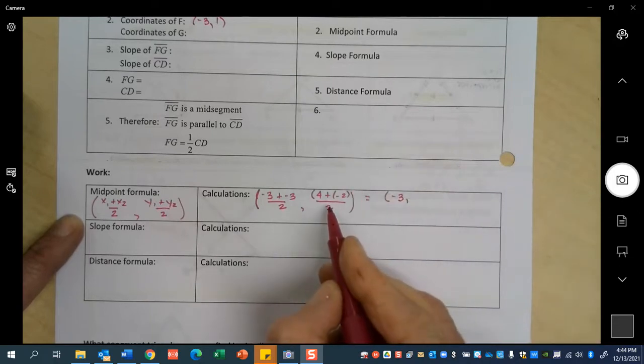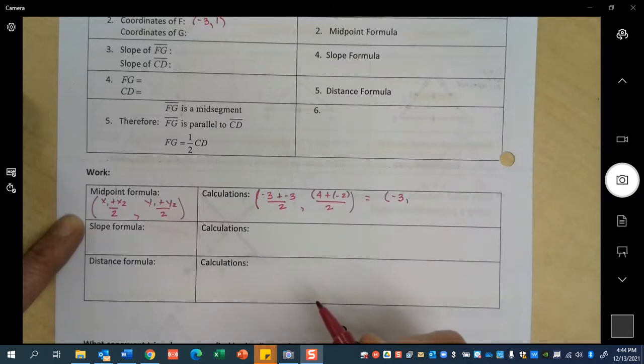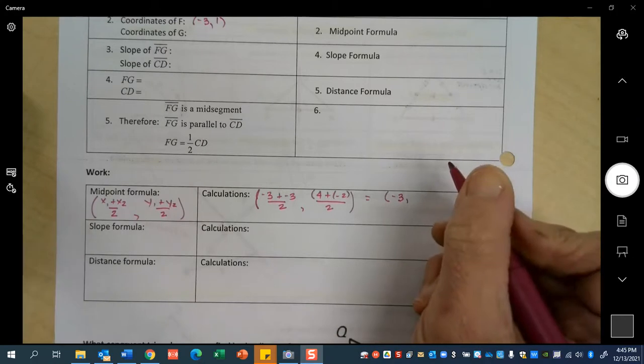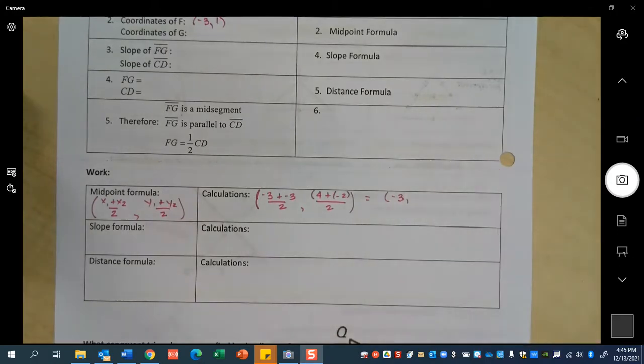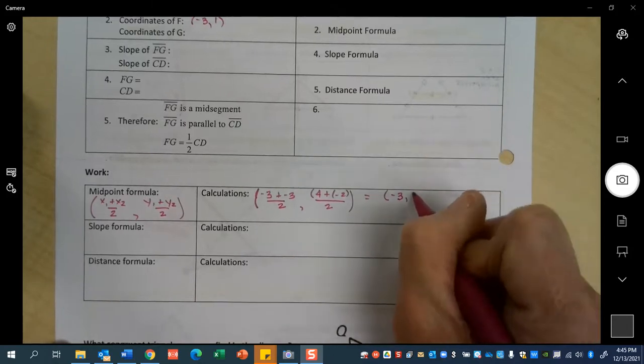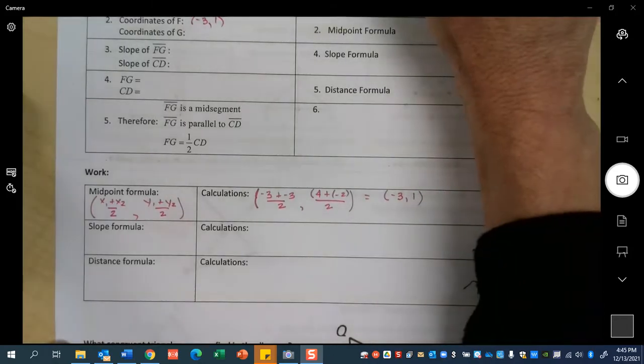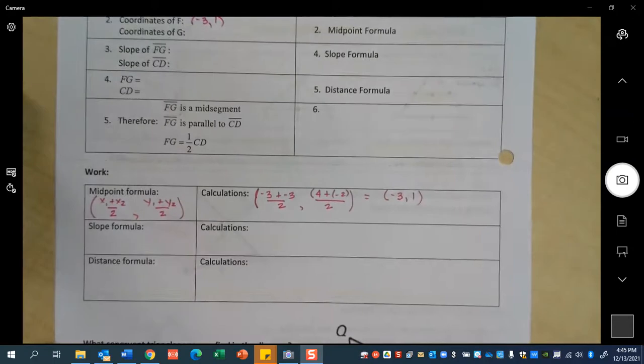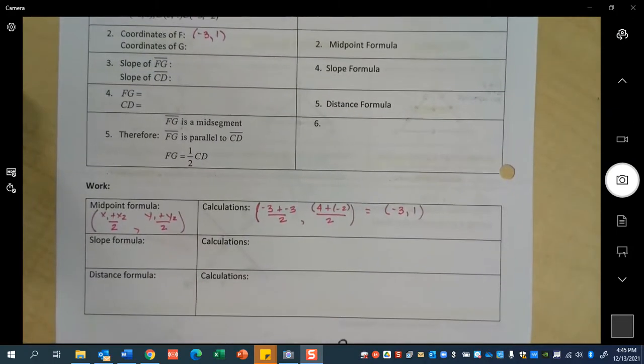And then, where did I drop my negative? Plus negative 2 divided by 2. That's positive 2 divided by 2 is 1. Holy cow. There we go. Negative 3, 1 is going to be my coordinates for F.